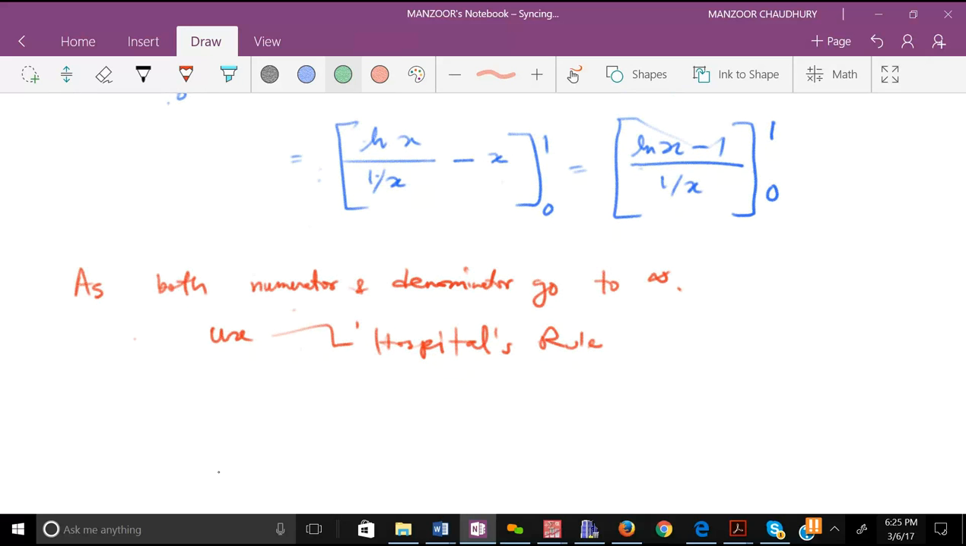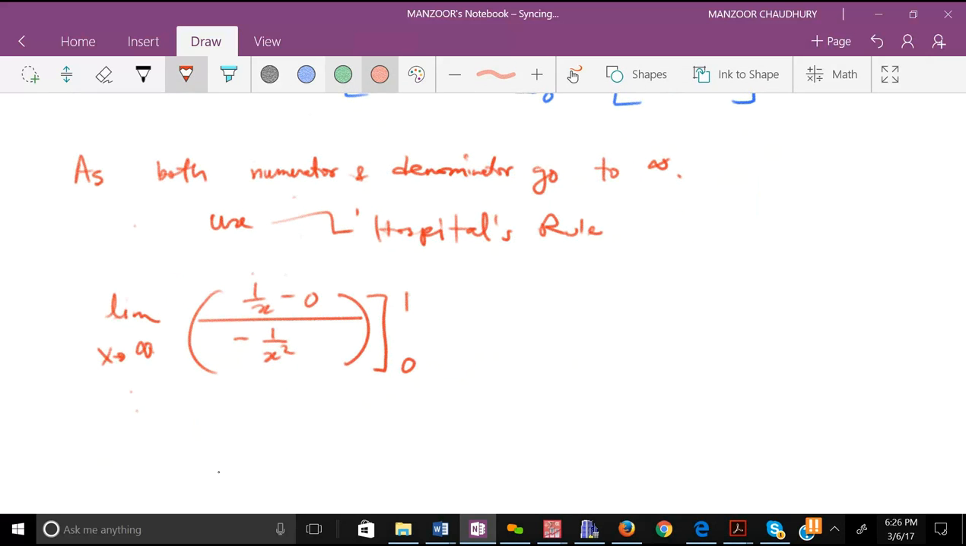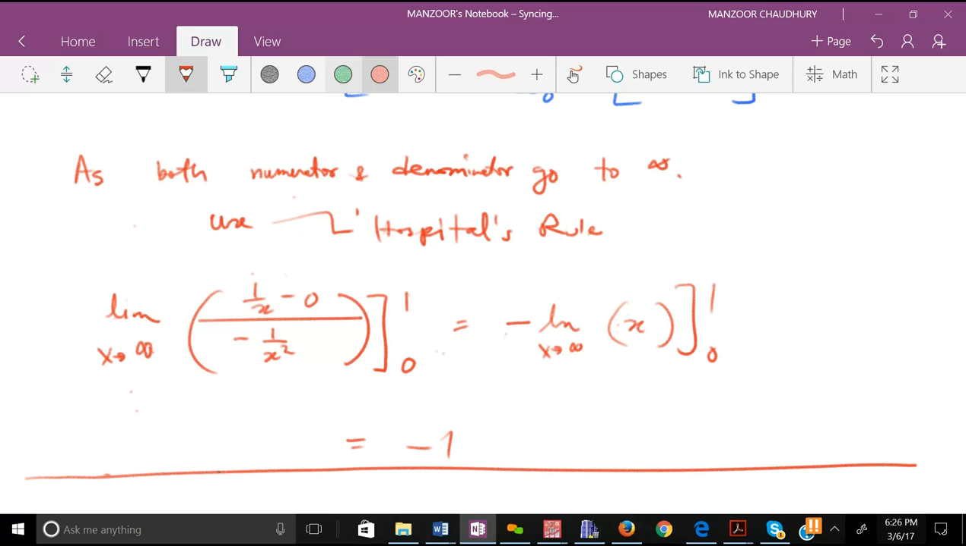So when I use L'Hopital's rule, at the top it's just 1 over x minus 0. The bottom is negative 1 over x squared. Okay. Turns out to be negative 1, that's it. That should be the answer. Make sense?